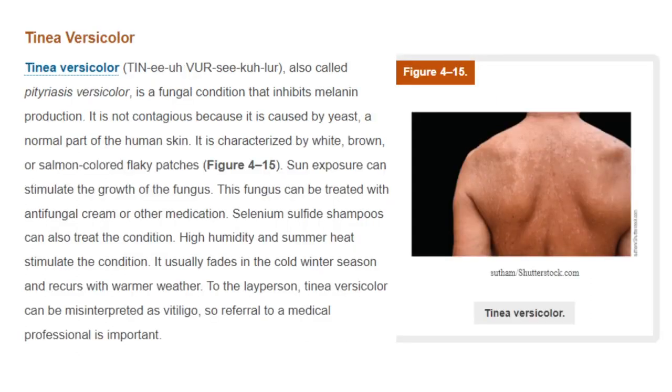Tinea versicolor. Tinea versicolor, also called pityriasis versicolor, is a fungal condition that inhibits melanin production. It is not contagious because it is caused by yeast, a normal part of the human skin. It is characterized by white, brown, or salmon-colored flaky patches. Figure 4.15. Sun exposure can stimulate the growth of the fungus. This fungus can be treated with antifungal cream or other medication. Selenium sulfide shampoos can also treat the condition. High humidity and summer heat stimulate the condition.